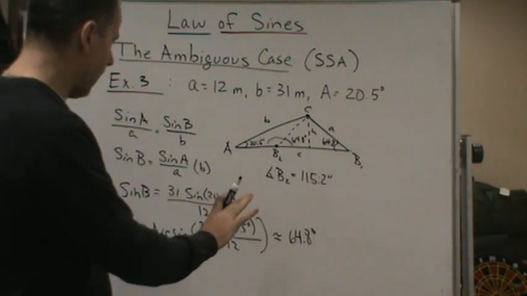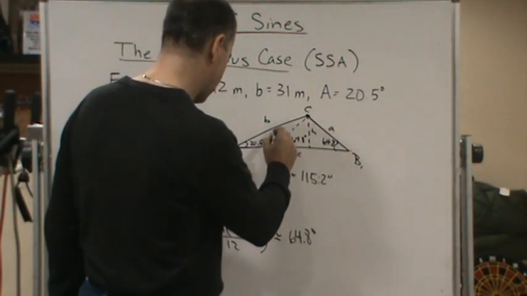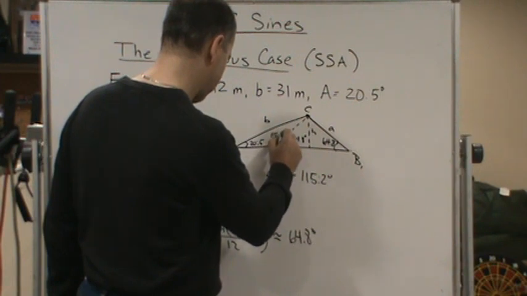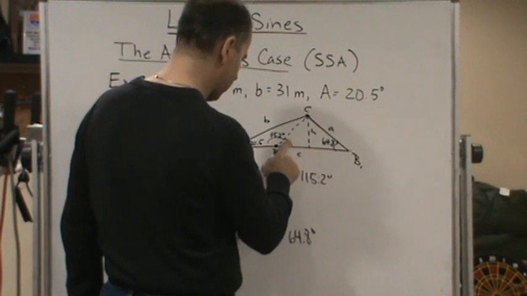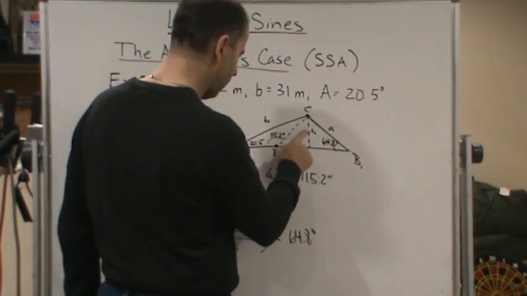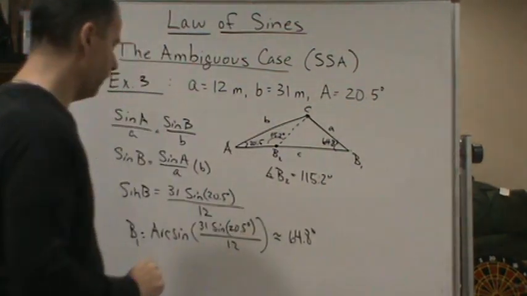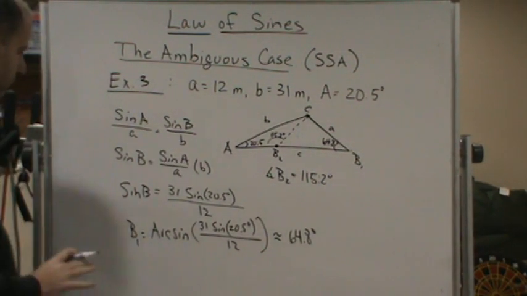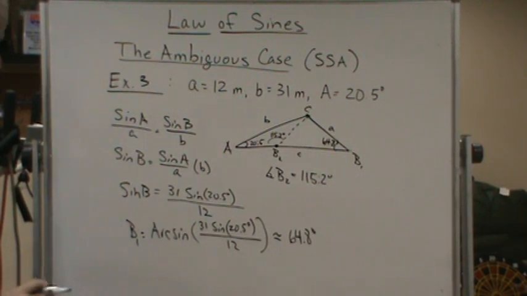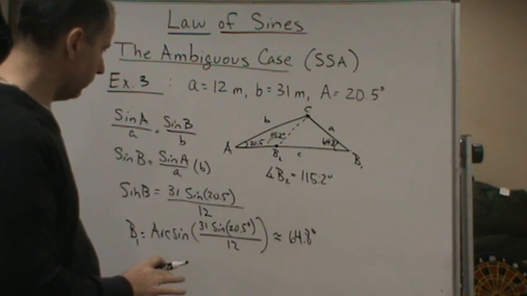So now we've got our two angles, right? We've got our two possible angles. So this is going to be 115.2 degrees. Okay, so let me erase this so it doesn't look all congested here. So there we go. Okay. So now, what do we do? Well, now we can solve for both triangles, okay?